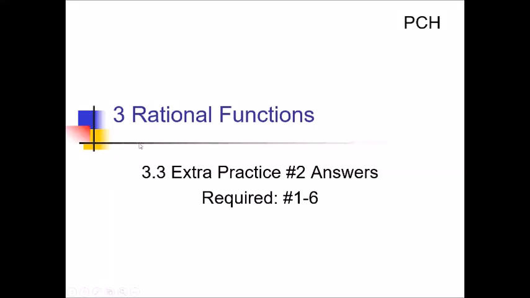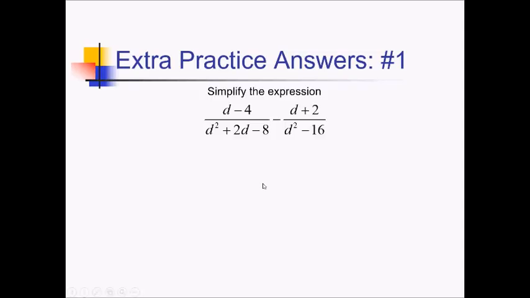I've got the Pre-Cal Honors 3-3 Extra Practice number 2 solutions on adding and subtracting rational functions. To subtract these rational expressions, we must first get a common denominator, and before we can do that, we need to factor these denominators so that we can see which factors we actually need in the LCD.